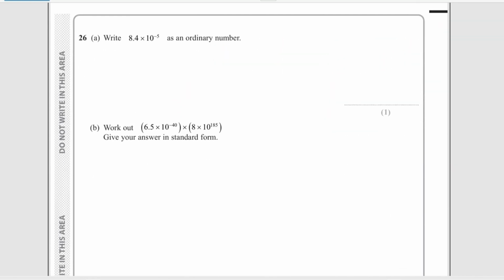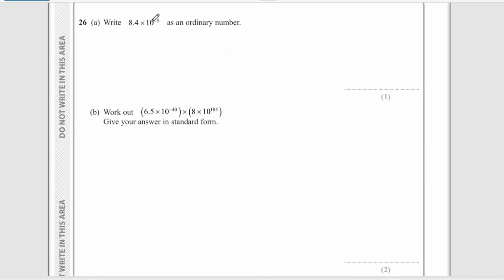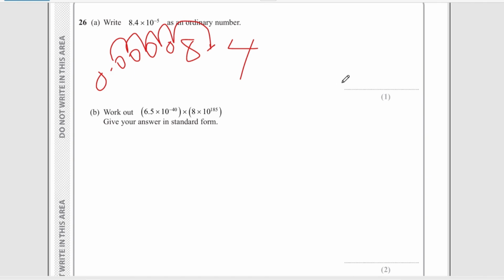So write this as an ordinary number. Okay, so when there's negative, there's all the notations, the scientific, standard and all that. What you do is you divide. You move to the left 5 places. So you go 1, 2, 3, 4, 5. The point is here, you put a 0. So all of this will carry 0. So 0.000, 4 zeros before the 8 4. 0.00008 4.